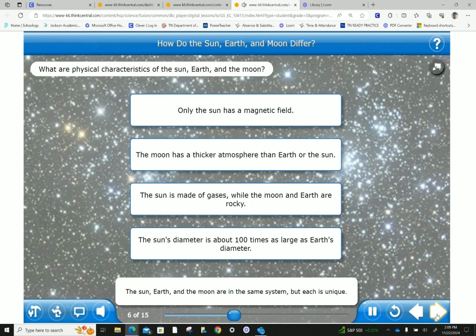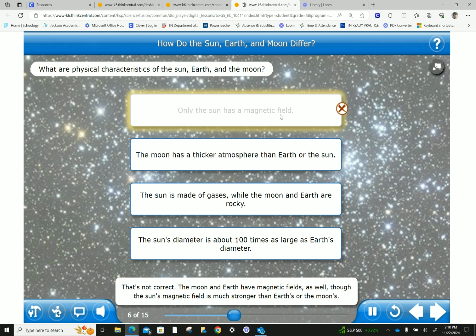The Sun, Earth, and the Moon are in the same system, but each is unique. Read the statements. Which statements correctly describe the physical characteristics of the Sun, Earth, and the Moon? Click your answers.